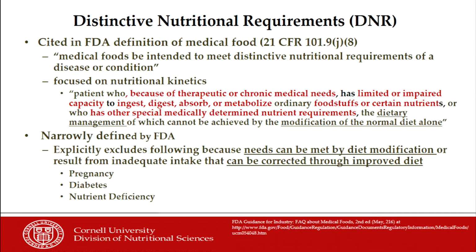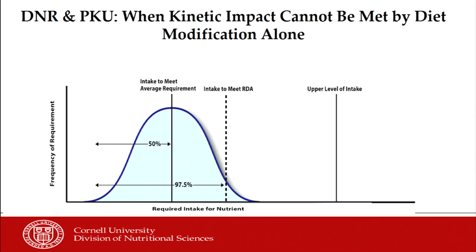In fact, distinctive nutritional requirements are narrowly defined by the FDA, and this definition explicitly excludes certain chronic conditions. I don't know that I would consider pregnancy a condition, but be that as it may, they exclude pregnancy, they exclude diabetes, and they exclude nutrient deficiency because these can be met with modification of the diet. And so what I want to do next is give some examples of how diseased populations' nutritional requirements might differ from the distribution of nutrient need in a generally healthy population.